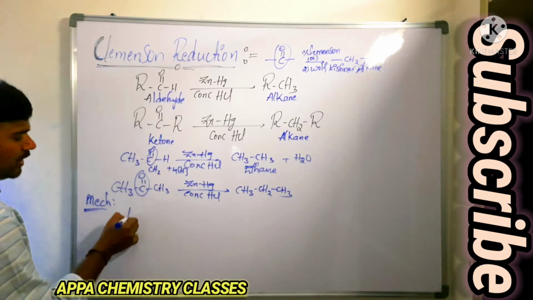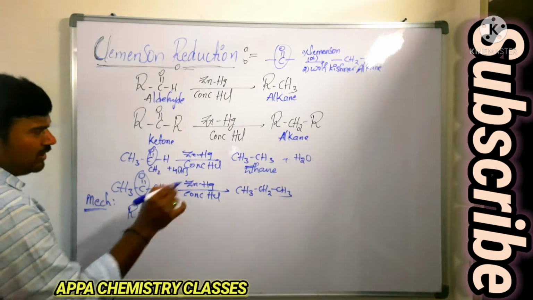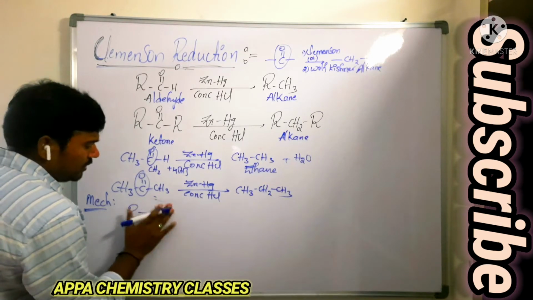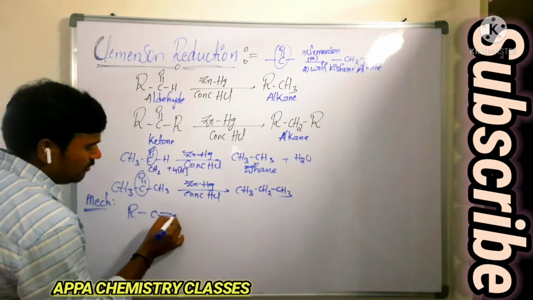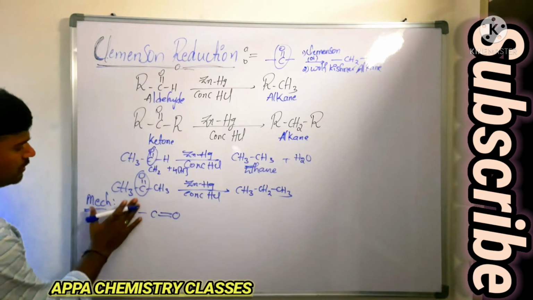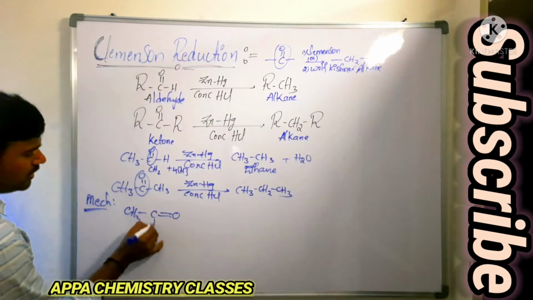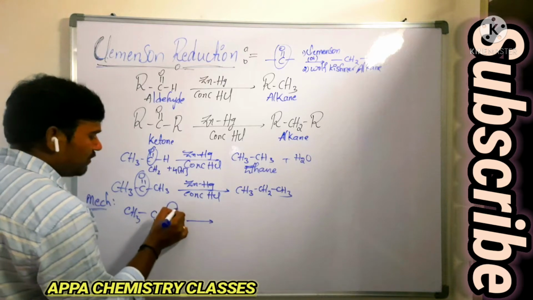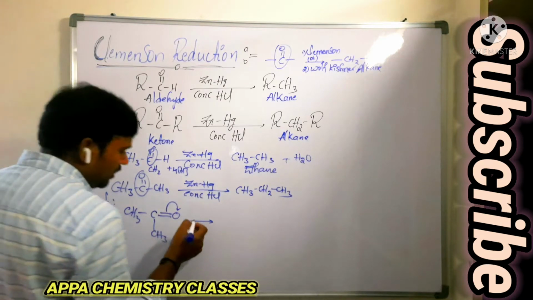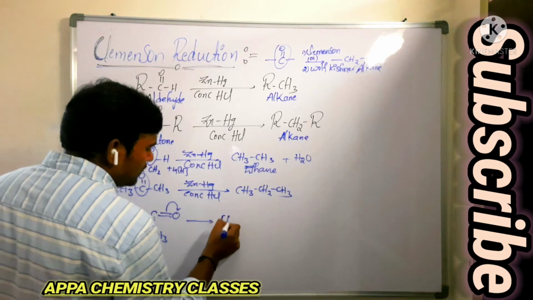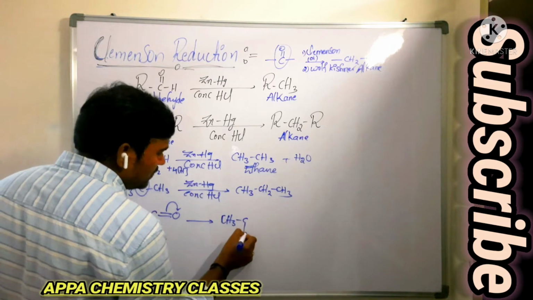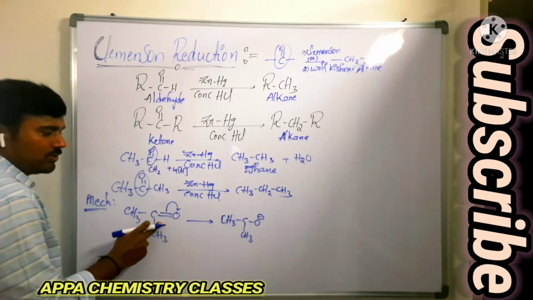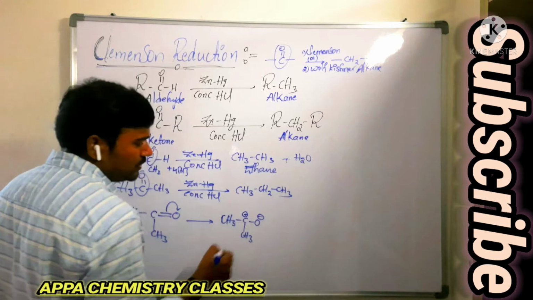What happens actually? We'll take one aldehyde or ketone, anything. I am taking C=O, a ketone, with CH3 on each side. It is a simple example, directly acetone. What happens here? The C=O bond shifts onto the oxygen, giving O minus, because the oxygen is more electronegative than the carbon, so the carbon gets a positive charge.